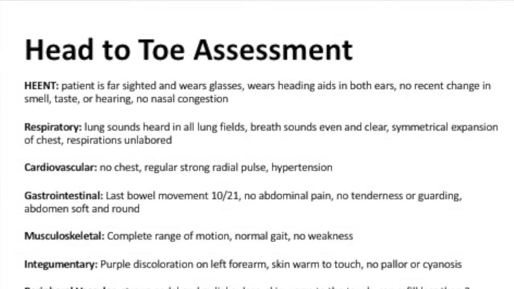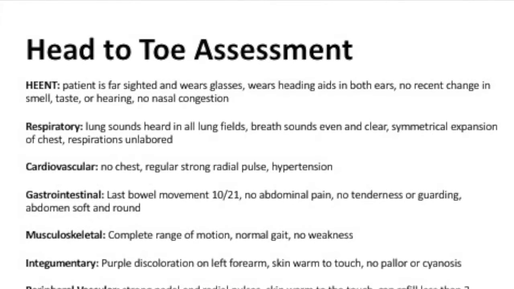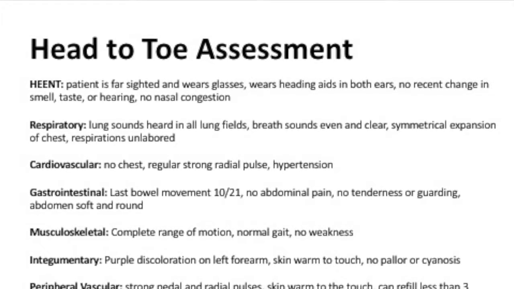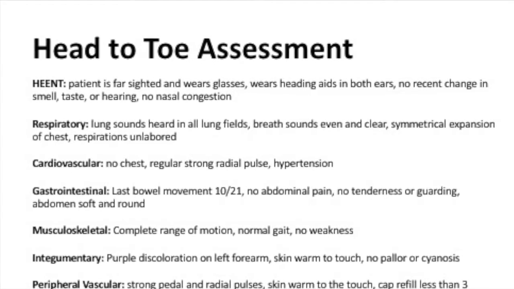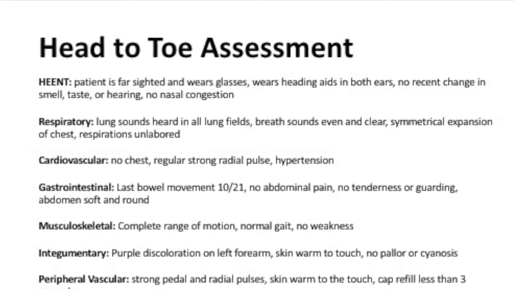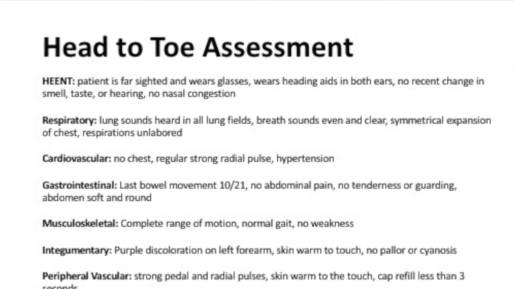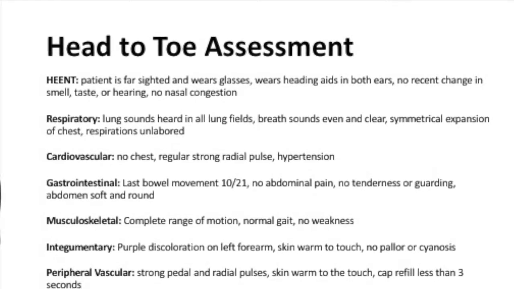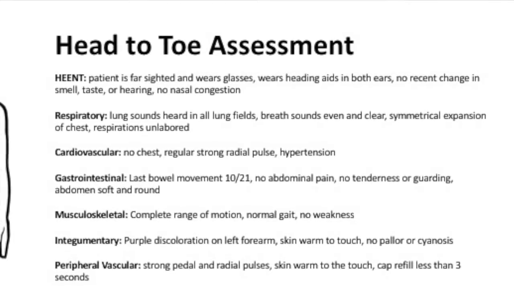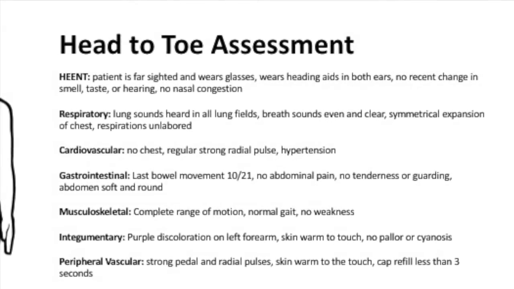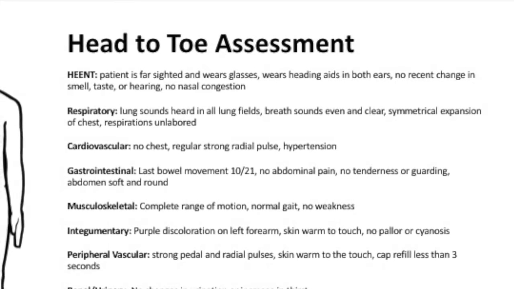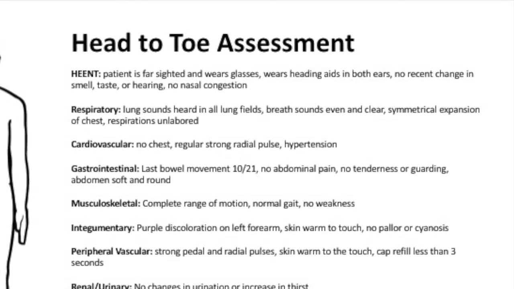A head-to-toe assessment was conducted on the patient, and the following information is the results from the head-to-toe. The patient is farsighted, wears glasses, wears hearing aids in both ears, and has no recent change in smell, taste, hearing, or nasal congestion. The patient's respiratory function: his lung sounds were heard in all lung fields. His breath sounds were even and clear, with symmetrical expansion of his chest, and his respirations were unlabored.